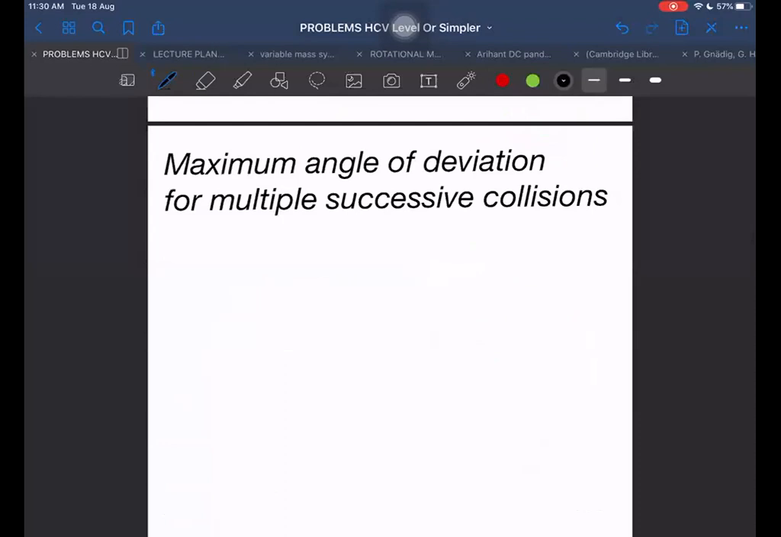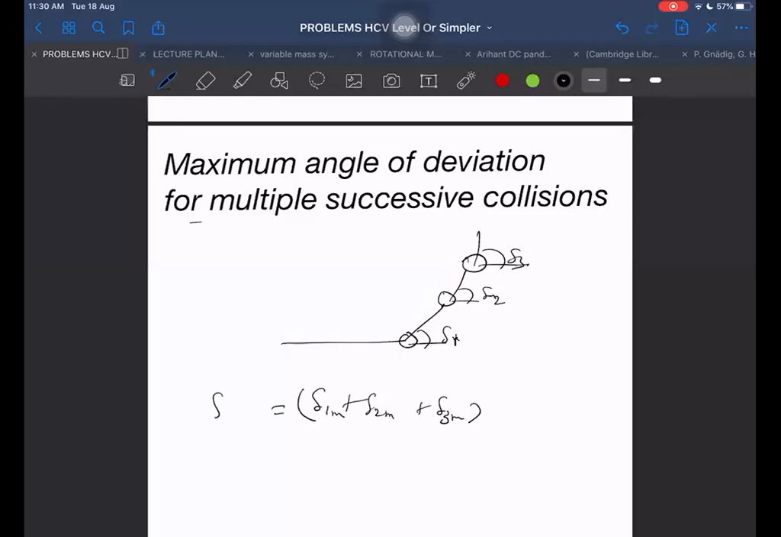consider the maximum angle of deviation for multiple successive collisions. If there is one mass, and it collides with this, the maximum angle of deviation is delta max. Again, the maximum angle of deviation is delta max, again delta max. So what will be the overall maximum angle of deviation? If they are delta 1 max, delta 2 max, delta 3 max, then the overall deviation will be the sum of these individual deviations.